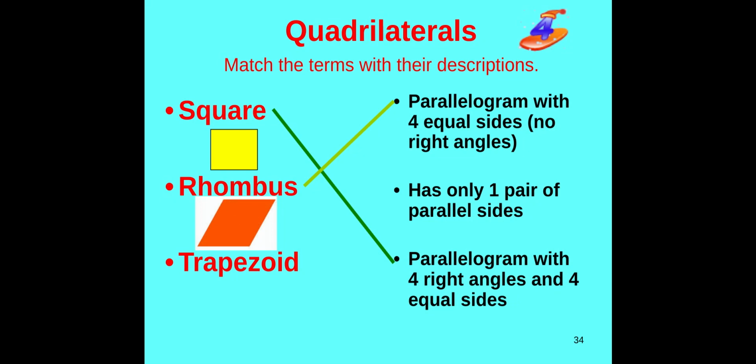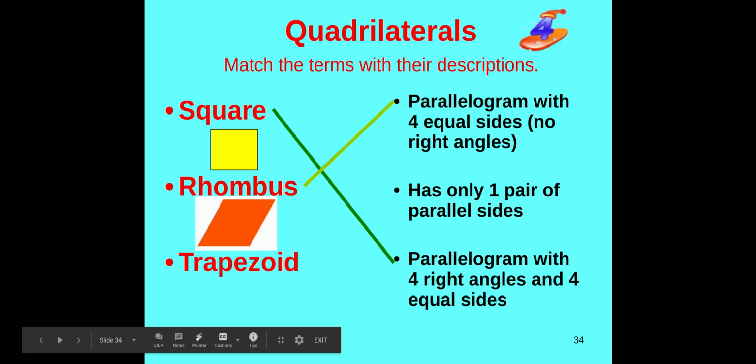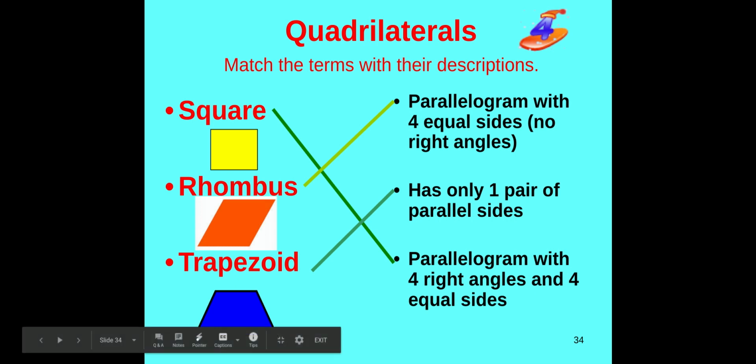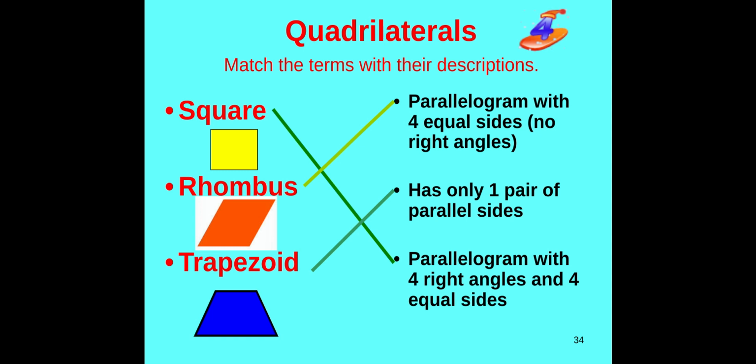And our last quadrilateral on here is the trapezoid, and we have that it has only 1 pair of parallel sides. So the top of our trapezoid and the bottom of our trapezoid are parallel. They are both perfectly horizontal lines with each other.